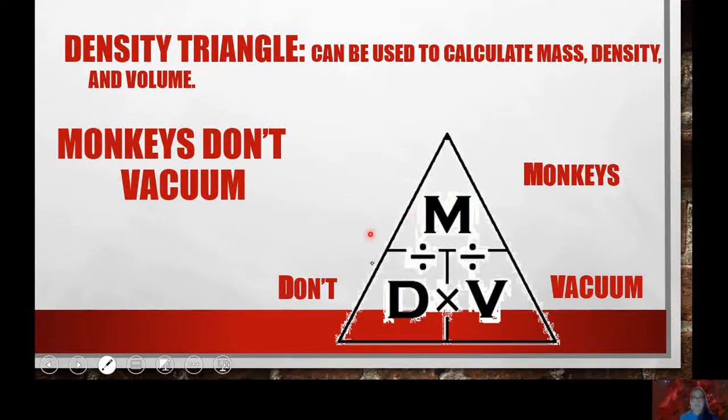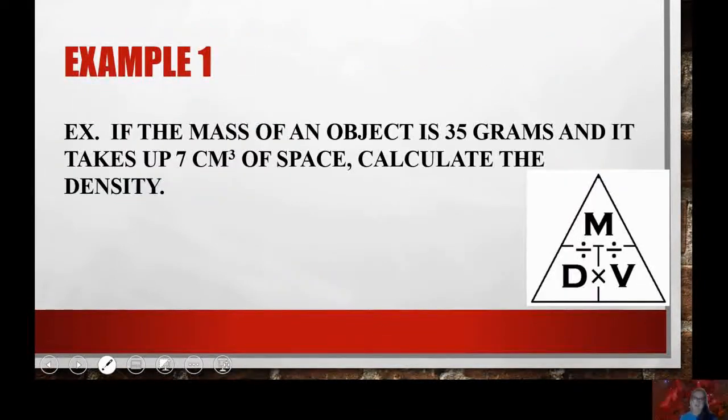Now, if you take a look inside, you have those division signs. So you would either divide mass by density or mass by volume, depending on what you're looking for. And over here, if you're looking for the mass, you multiply the other two, density times volume. But let's not complicate things just yet. I'm just showing you what the purpose of this is, to know which equation you're using whenever you're looking for one of the three variables. Right now, just remember the order: monkeys don't vacuum. M, D, V.